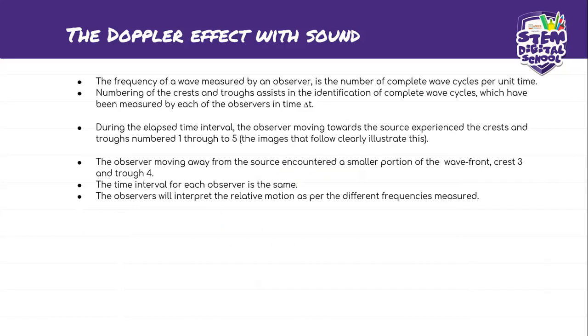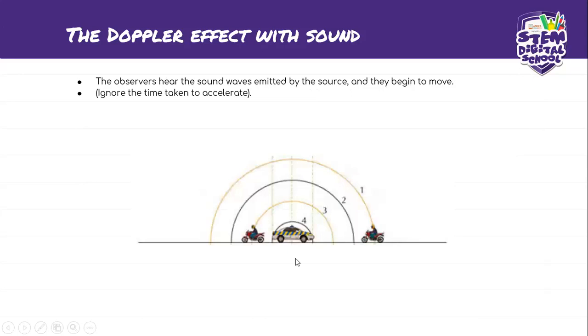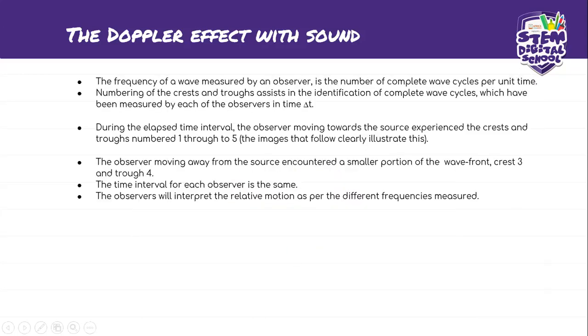The frequency of a wave measured by an observer is the number of complete wave cycles per unit time. Numbering of the crests and troughs assists in identifying the complete wave cycles measured by each observer during the change in time. During the elapse of time intervals, the observer moving towards the source experiences the crests and troughs numbered 1 to 5. The observer moving away from the source encounters a smaller portion of the wavefront, crest 3 and trough 4, as you can see there.